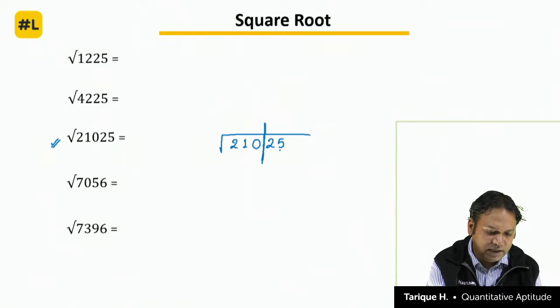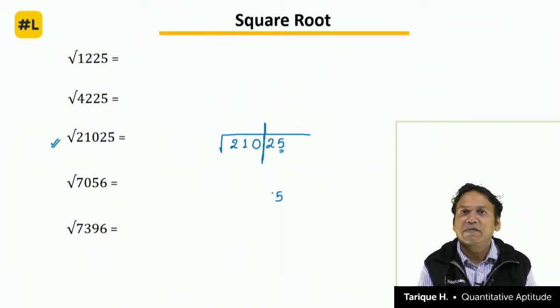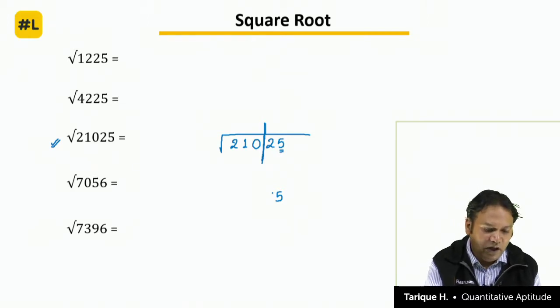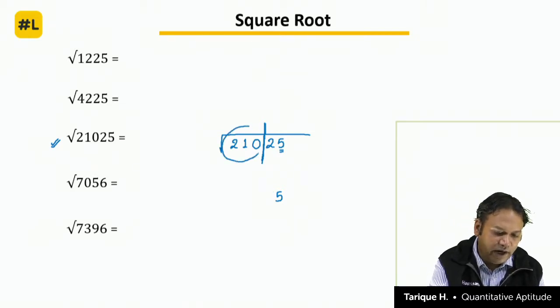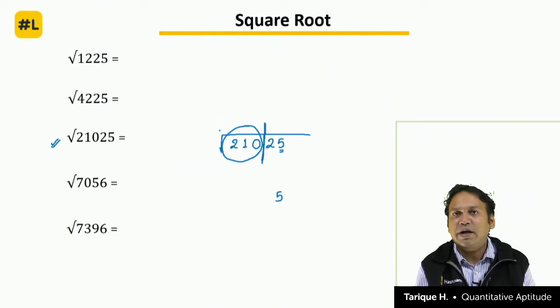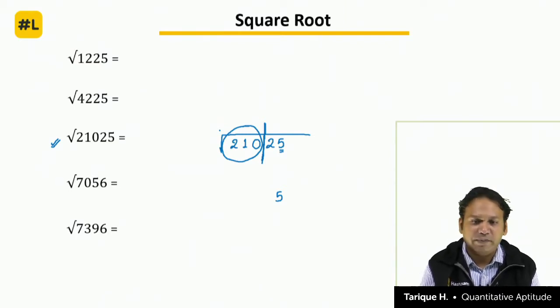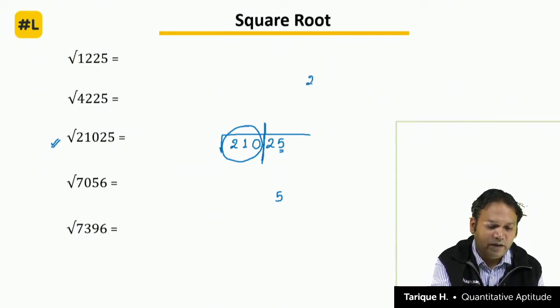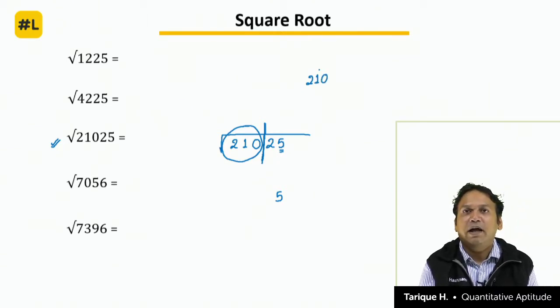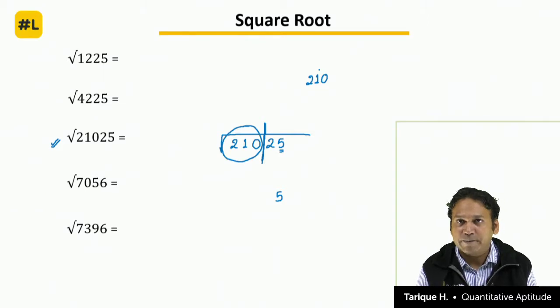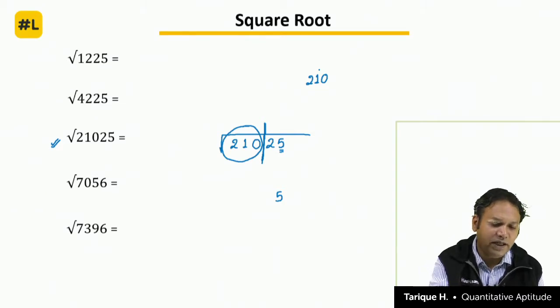Look at the last digit here, 5. The square root will end in 5. Okay, that's very simple, easy. Now this number 210, is 210 a perfect square? Yes or no? क्या 210 एक perfect square है? अगर आपको squares पता हों 20 तक, 15 तक भी पता हों तो आप बता सकते हैं कि 210 is between 14 square and 15 square.